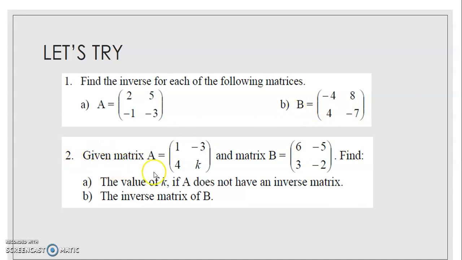Question 2, given matrix A, 1, negative 3, 4, K, and matrix B, 6, negative 5, 3, negative 2. Find the value of K if A does not have an inverse matrix. Here you just do like the example I showed you previously. And then for B, you just find the inverse of matrix B.